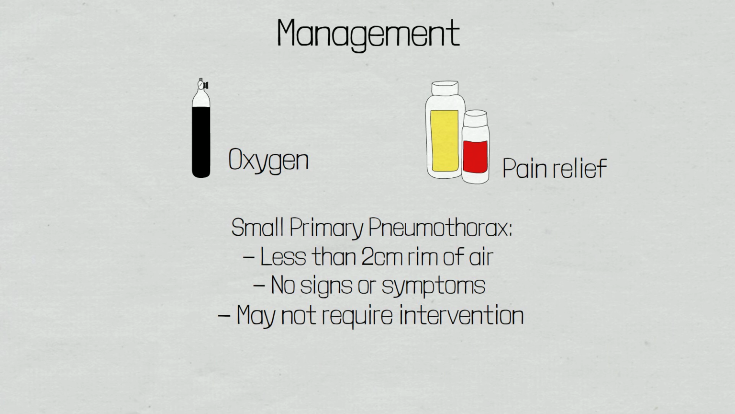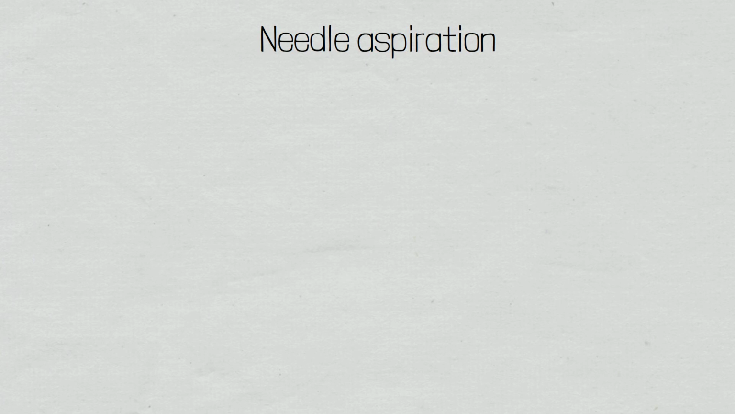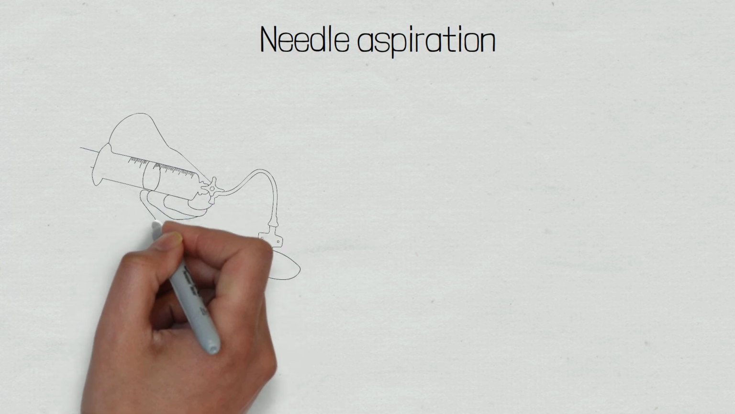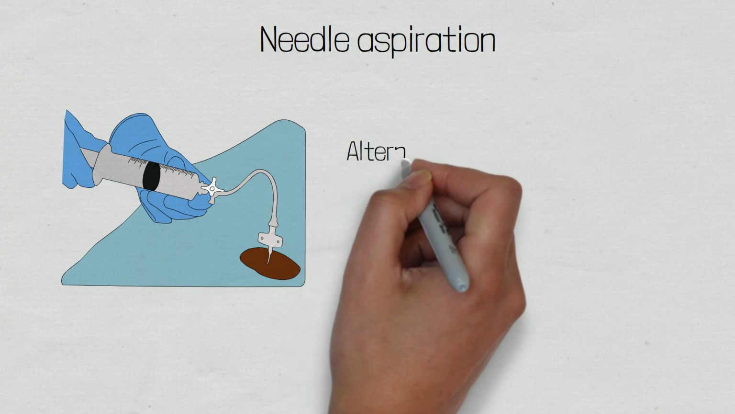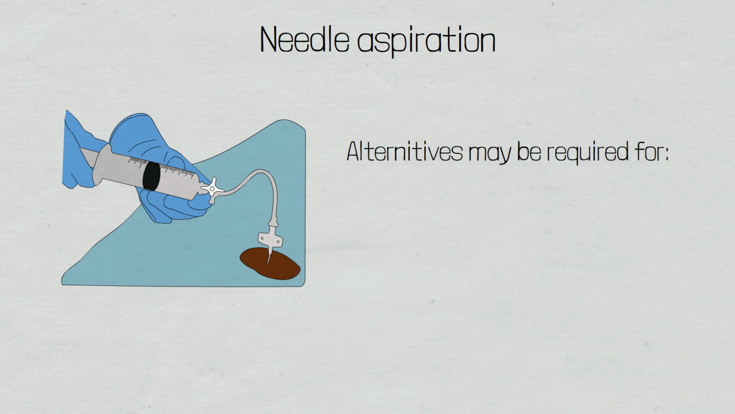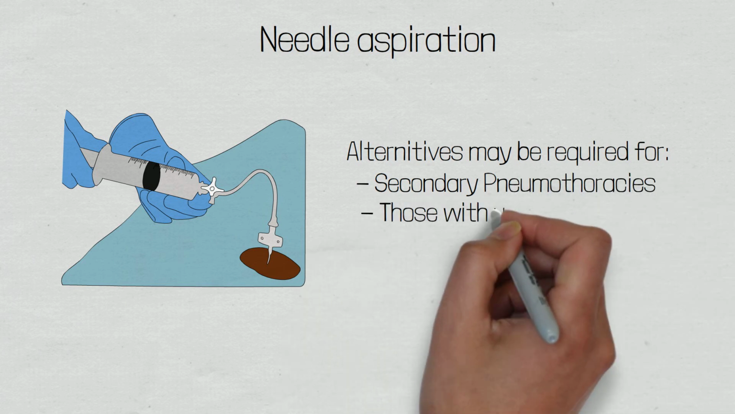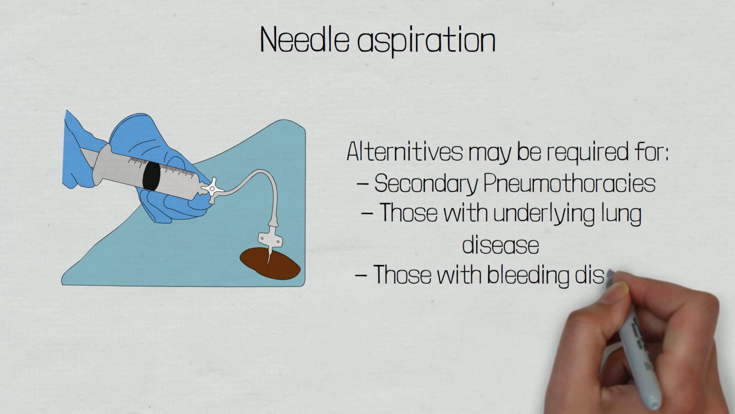If a primary pneumothorax is causing the patient any signs or symptoms, or if the rim of air is greater than 2 centimeters, then needle aspiration of the trapped air may be required. This involves placing a needle into the thoracic cavity guided by ultrasound and aspirating the air from inside. However, alternative treatments may be required for those with secondary pneumothoraces, those with underlying lung disease, bleeding disorders, or for patients with a tension pneumothorax.